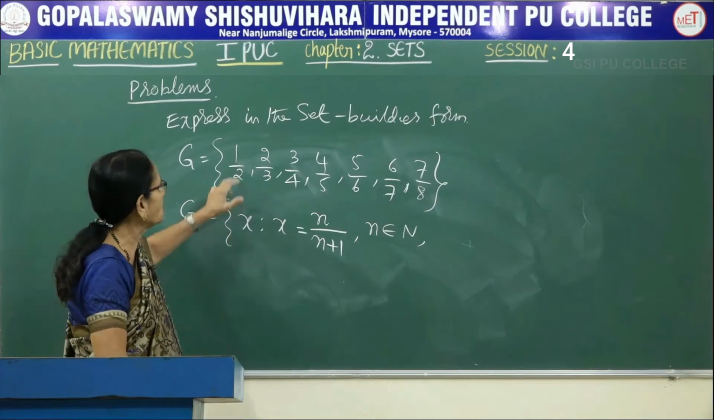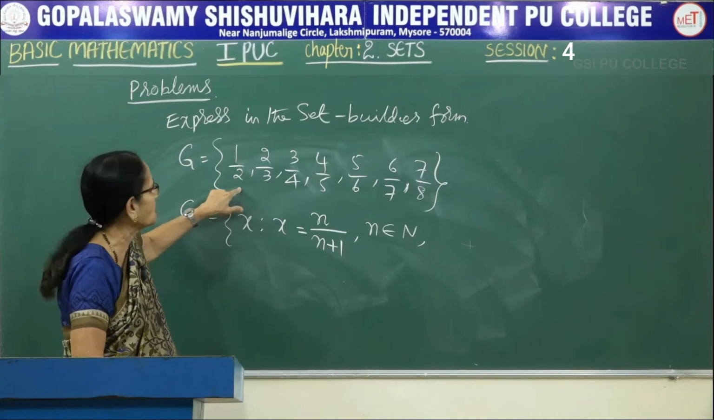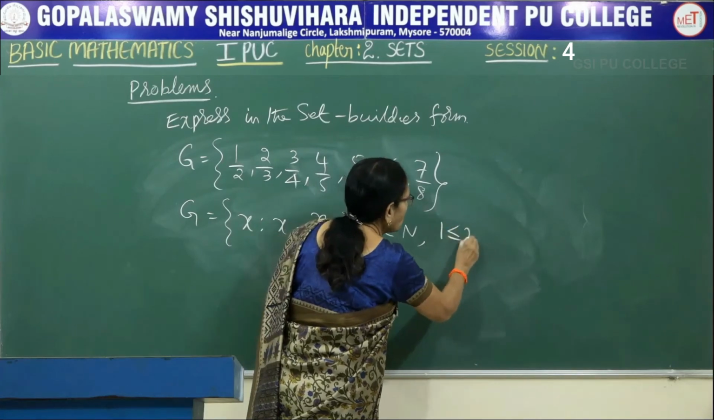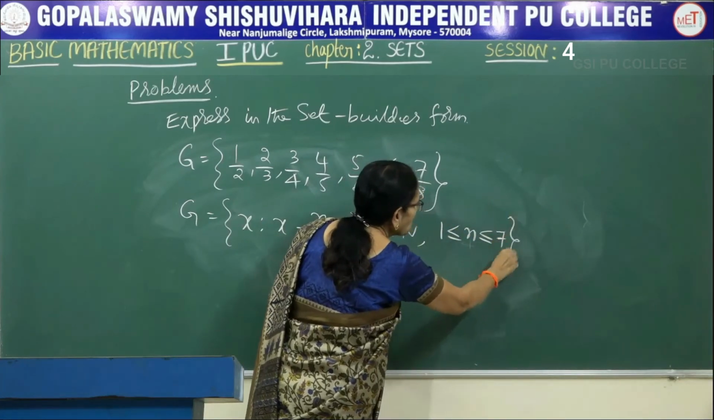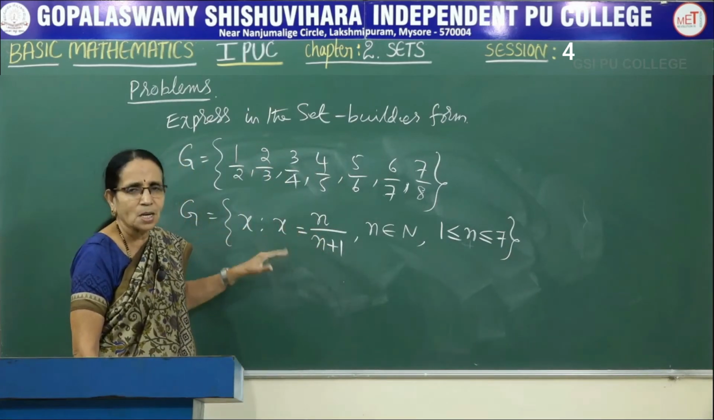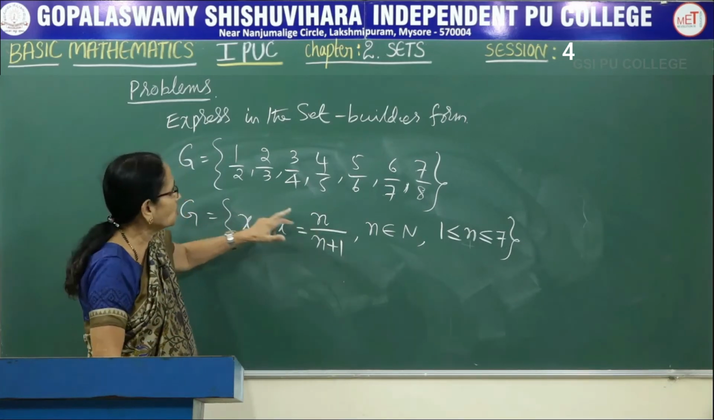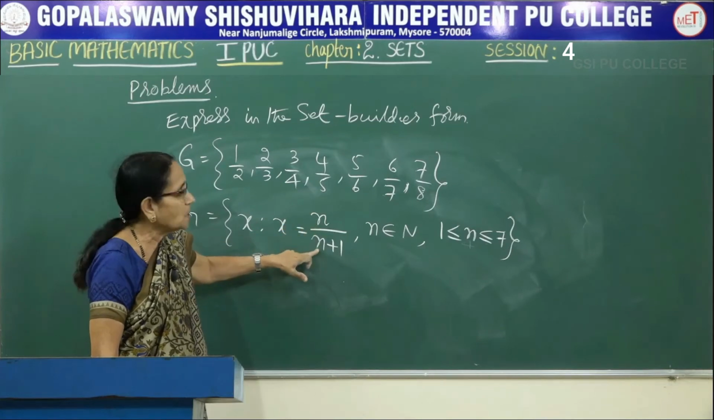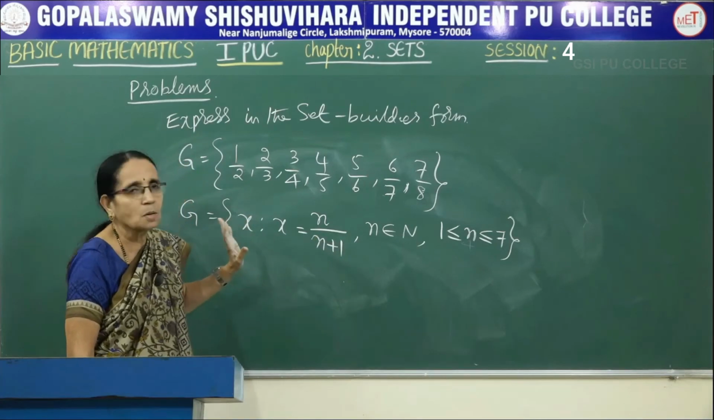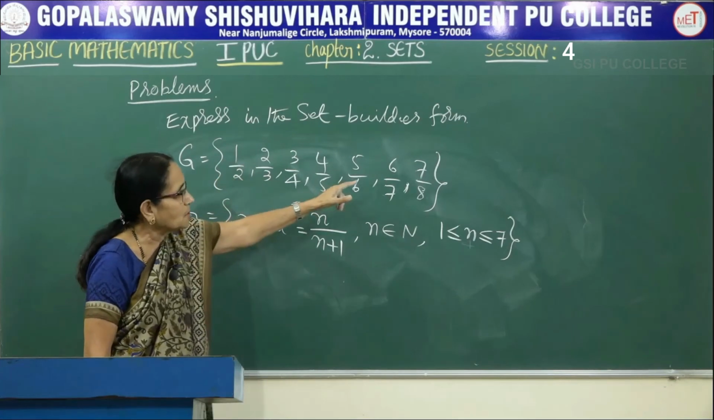There is some restriction. So what was the first value of n? I have taken 1. When 1 is added, it becomes the denominator. What is the last number that I have given here? 7. Therefore, you can write 1 less than or equal to n less than or equal to 7. So, here each number is in the form of a rational number. The denominator is 1 more than the numerator. If you take the numerator to be n, the denominator becomes n plus 1. And what is n? It is a natural number, or n belongs to N. And what are the limitations here? First value of n is 1, last value is 7.